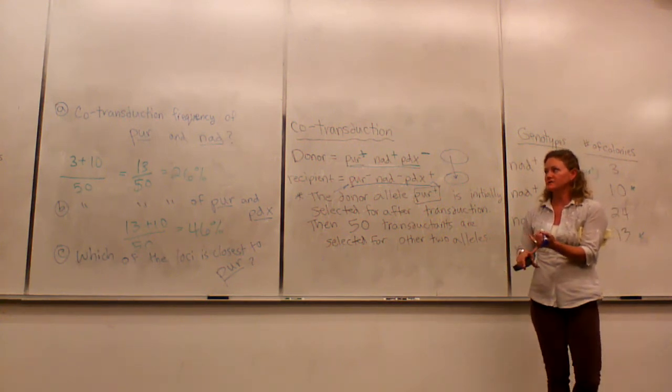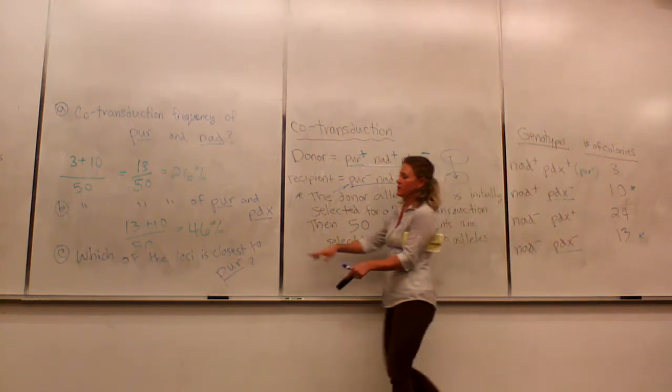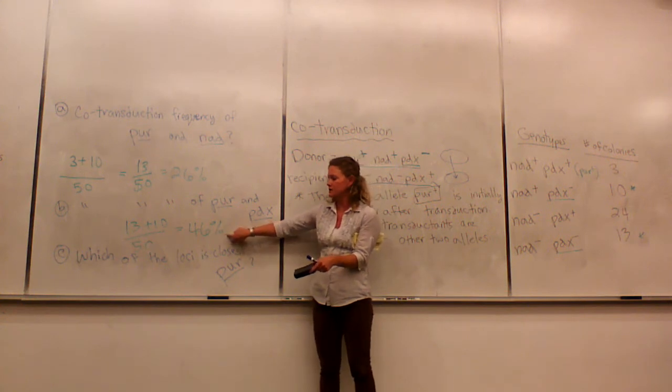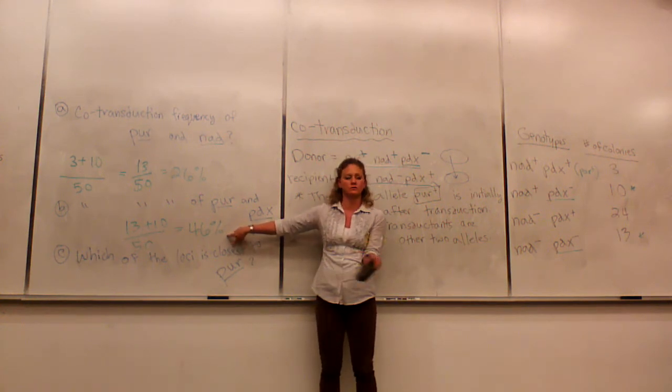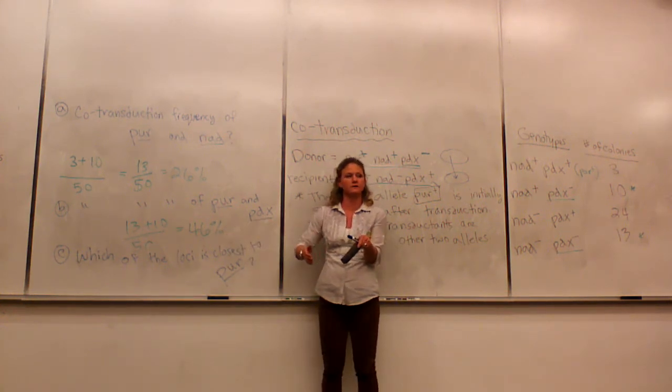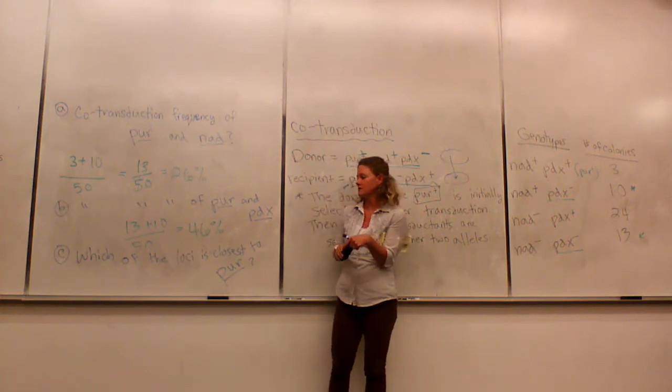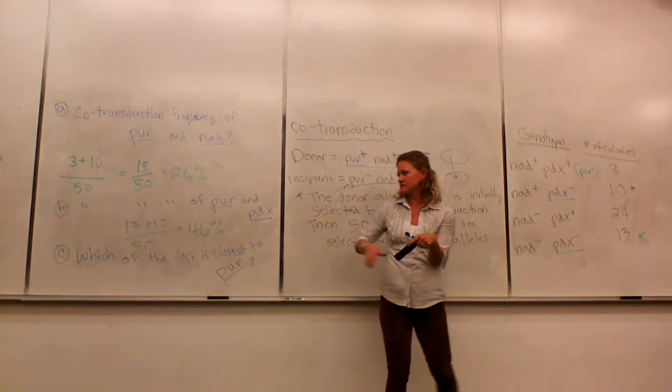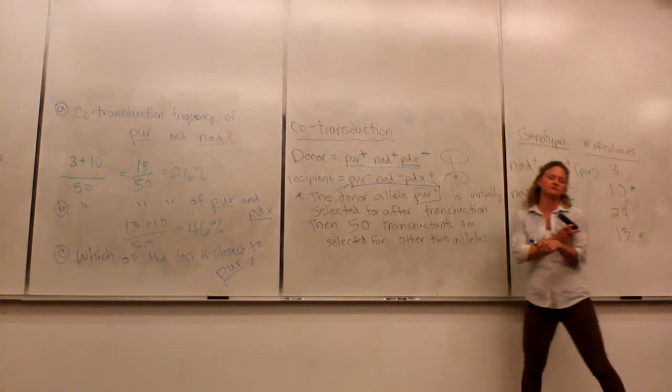You're going to see a higher percent of co-transduction on two genes that are close together, that are actually located on the DNA close together. So PDX is the closest to per in this example.